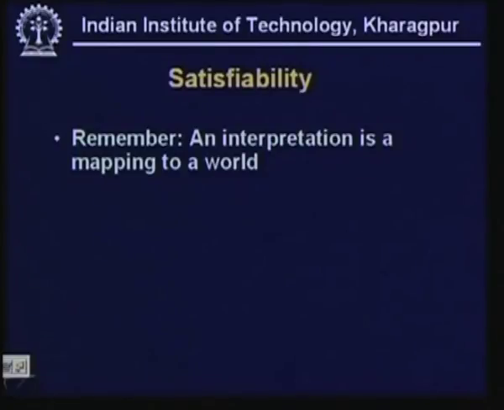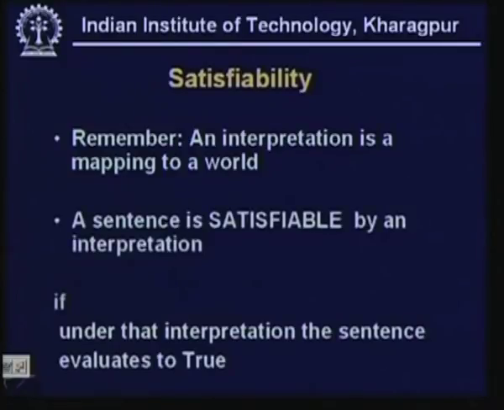Satisfiability, what does it mean? Let's remember that whenever we try to prove any proposition, we are proving it with respect to a particular interpretation, and that interpretation is nothing but mapping to a world. And a sentence is satisfiable by an interpretation if that interpretation makes the sentence true. That means, if under that interpretation that sentence evaluates to true, only then that interpretation satisfies the sentence.